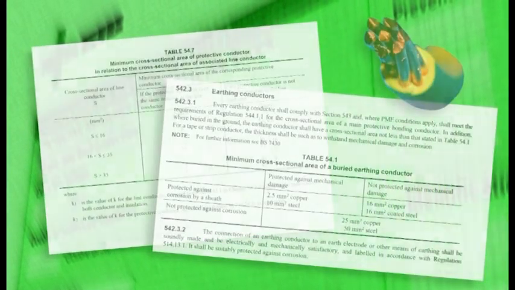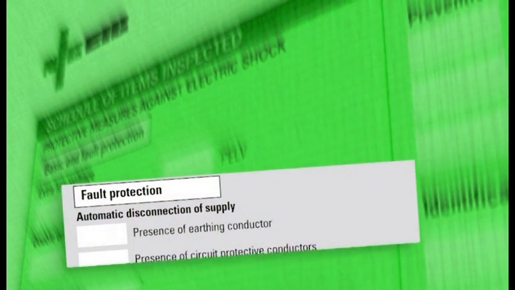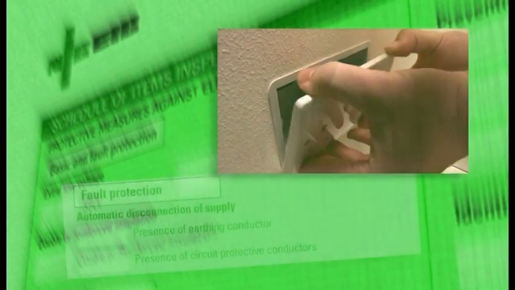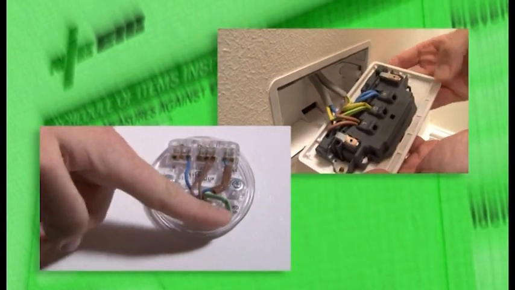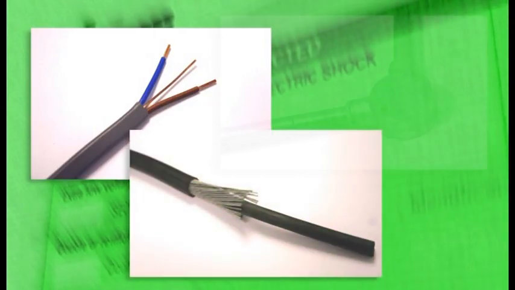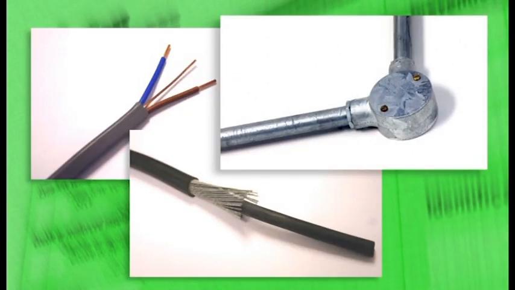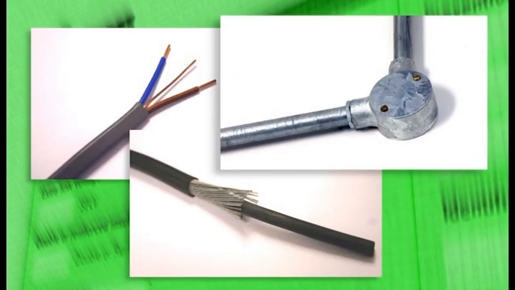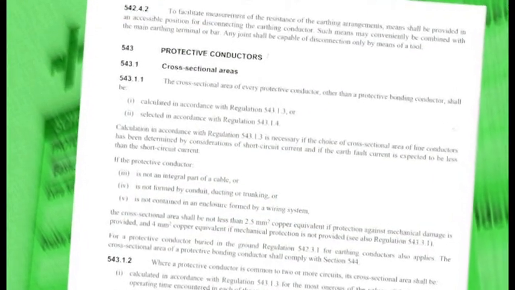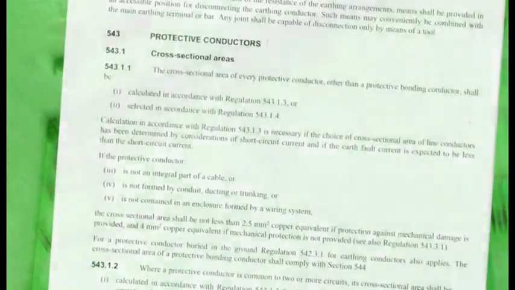or Table 54.1 if the earthing conductor is buried. Similarly, the presence of circuit protective conductors needs to be checked, and where they are required, that they've been properly selected and installed. Don't forget here that we could be checking circuit protective conductors provided by twin and CPC cable, the metallic armouring of a steel wire armoured cable, or the metallic enclosure of conduit or trunking. Whichever type of circuit protective conductor is used, it must meet the requirements of section 543 of the wiring regulations.